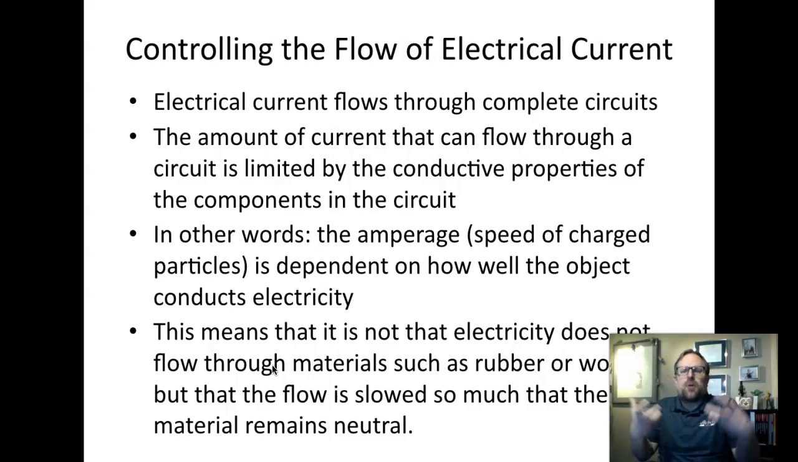So in other words, rubber or wood that are not good conductors basically slow the flow of electrons so much that everything remains neutral and things aren't really moving at any rate that's going to generate a current. But metals, particularly copper, which we use in our wires, do an excellent job of conducting current, meaning that lots of current could flow through them if we wanted it to.